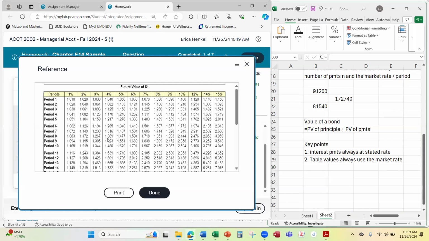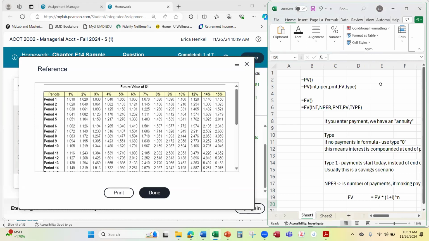Yep, in both cases. So with the time value of money part, with bonds, the only thing you actually use the stated bond interest rate for is to figure out the dollar value of the payment. But for the present value, if we're doing a formula in Excel too, let's just do this right here. I'm going to type this exact problem we just did into Excel and show you what that would look like.